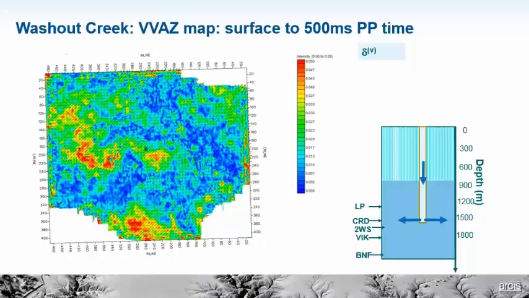So one of the basic things you can do when you have this full azimuth P-wave and full azimuth PS data is compare the VVAZ results from the P-wave to the shear-wave splitting results on the PS side.